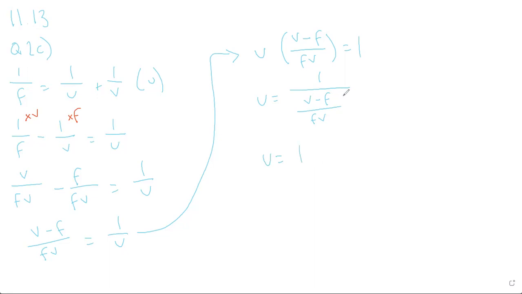So instead of dividing, let me use a different color. Instead of dividing by this whole fraction, I'm going to flip it upside down and multiply instead. So I'm going to times it by fv over v minus f. And remember, anything by itself is just over 1, right? It means the same thing. And 1 times anything is just itself. So we end up with fv over v minus f.